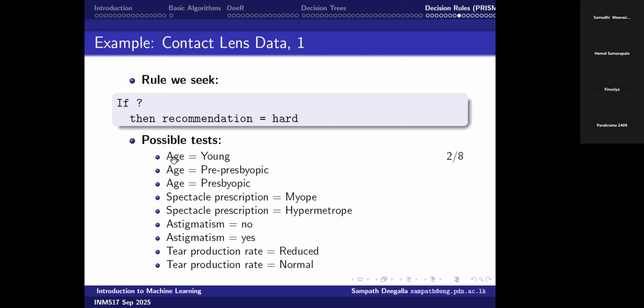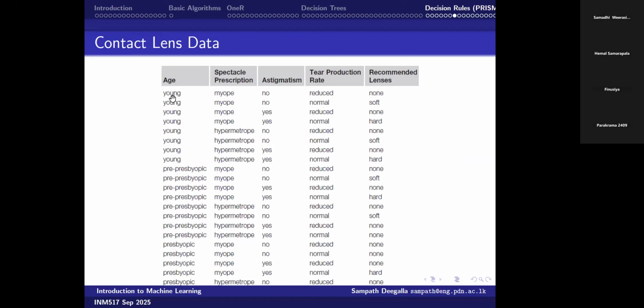So let's start with the first one. If you put age young into the rule, meaning if age is young, then recommendation hard. Let's say we are going to create a rule: if age is young, then recommendation is hard. Just check with the data set. How many instances are there with age young? So if you go back to the data set, how many instances do we have with age young? 1, 2, 3, 4, 5, 6, 7, 8. We have 8 instances, right?